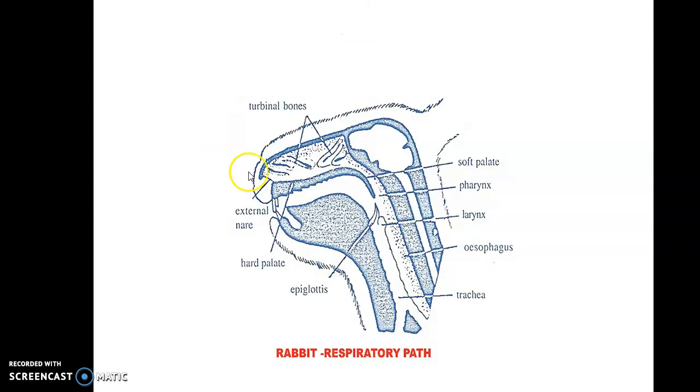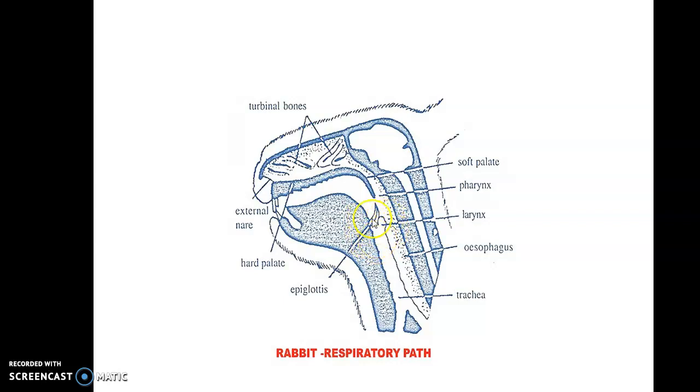So, this is the external opening of the nose. This opens to a nasal cavity. It is separated from the oral cavity by a palate. The nasal cavity is lined by an olfactory epithelium, which is sensory and which has many glands which secrete mucus. Then it will open into the pharynx. This leads into the larynx.